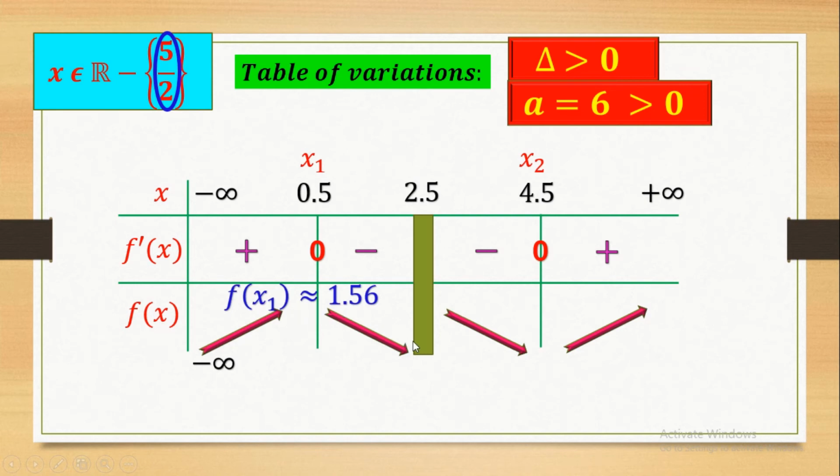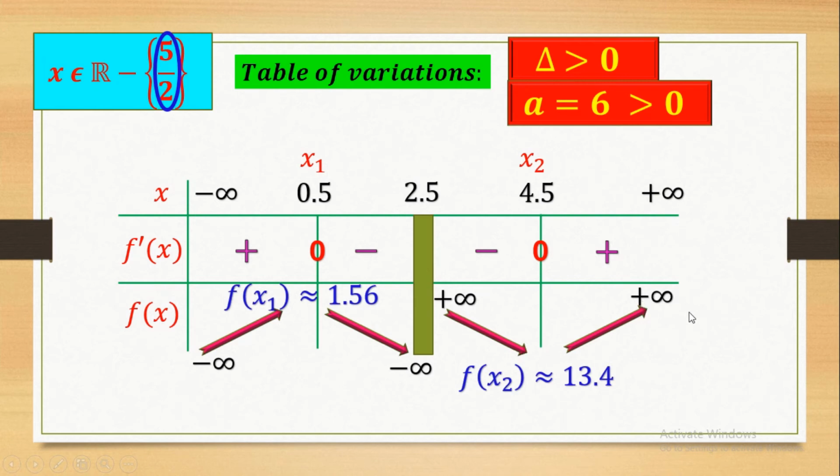Then it will decrease till 2.5, but it cannot reach 2.5. Here is the limit at 5 over 2 minus, which is 2.5 minus. This limit, we have just solved it. It gave us minus infinity. Well, here it's also decreasing from the limit at 5 over 2 plus, which is 2.5 plus, which gave us plus infinity, and it will keep decreasing till f of x2, which is approximately 13.4, then it will increase till the limit at plus infinity, which gave us plus infinity.